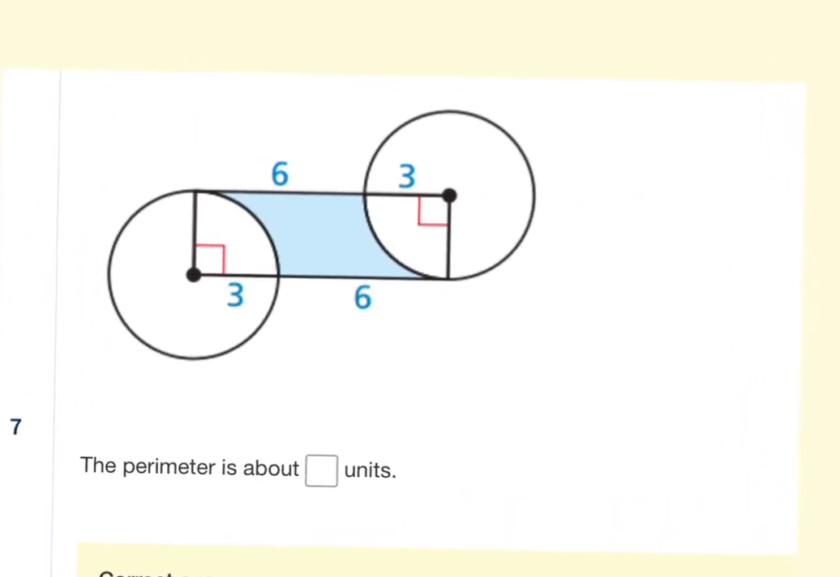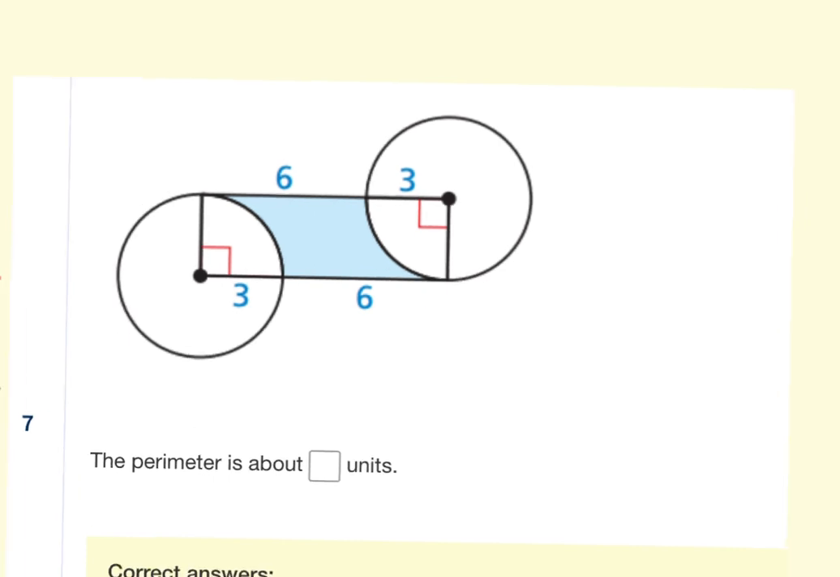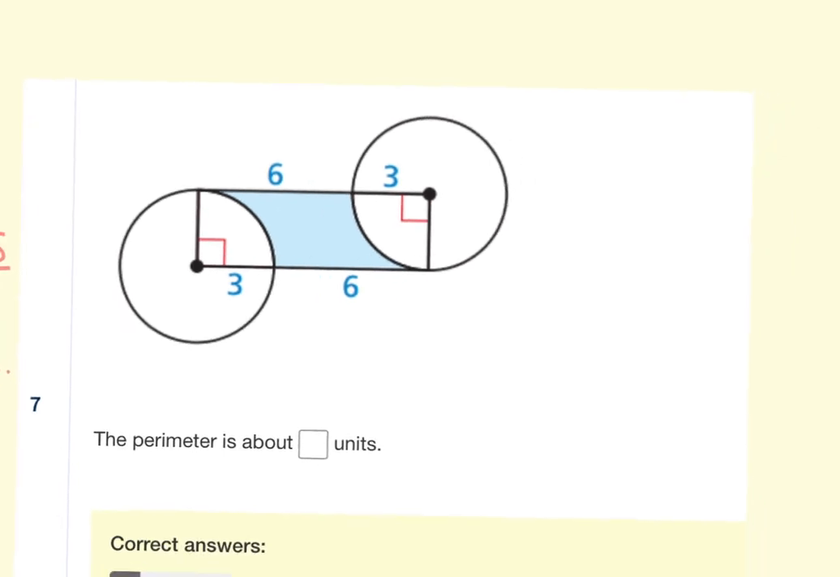Okay, this is 7. It wants the perimeter about, what did it say? I cut it off. It wants the perimeter of the circle? Oh, the whole thing. It wants the whole thing. So he wants the perimeter all the way around. Okay, I thought it was just.